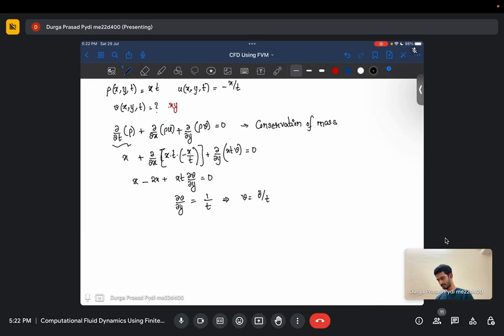You can just check if something is wrong. So this is your y component of velocity. The next step is to calculate the divergence of velocity, del dot u bar, which is essentially del u del x plus del v del y. If you see here, del u del x is minus 1 by t and del v del y is 1 by t. So this is essentially 0, which means the flow is incompressible.